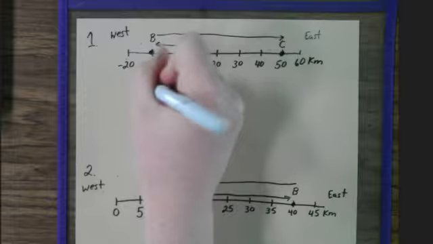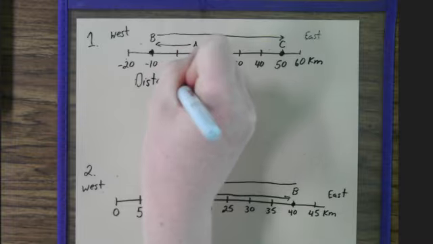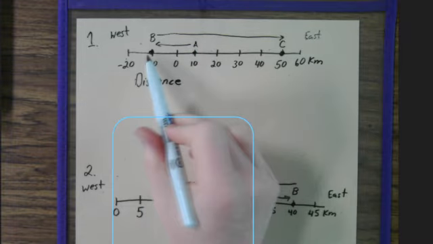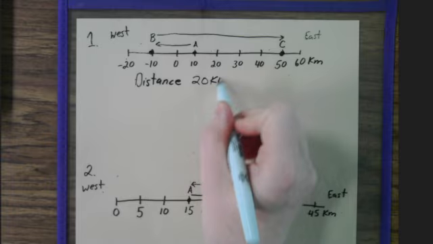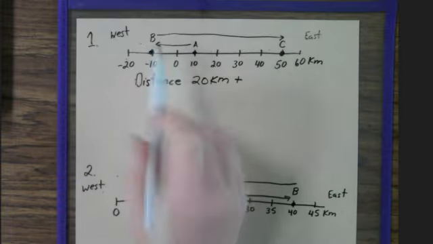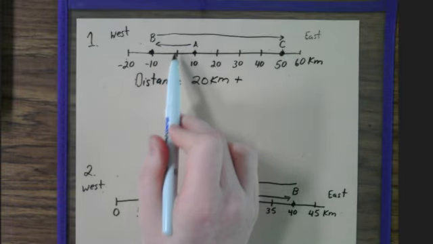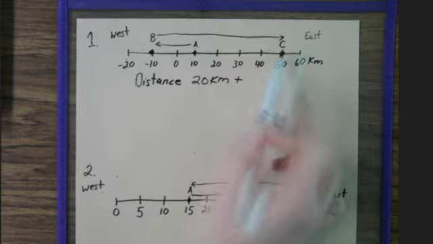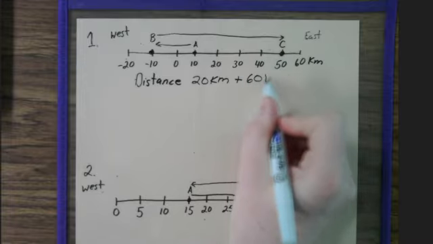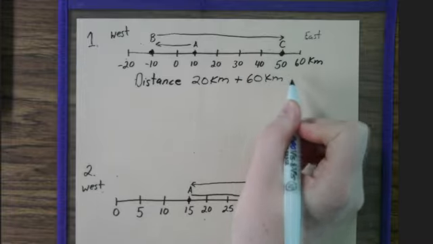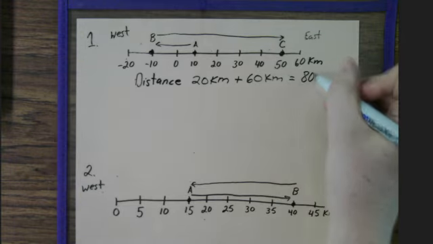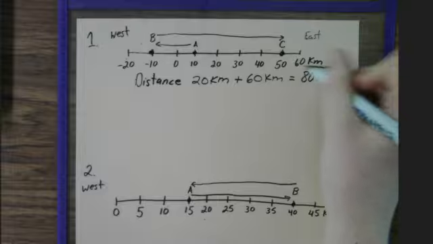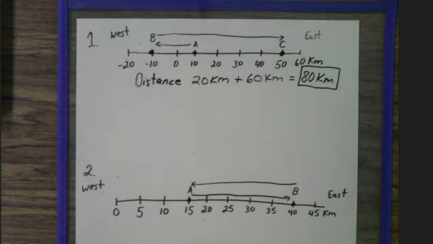So for distance, we're going to add A to B, which is 20 kilometers, plus B to C, which is 10, 20, 30, 40, 50, 60. 60 kilometers. Add those together, and our distance is 80 kilometers. When you get your answer, you're going to box it. Just makes it easier for me to grade finding it.